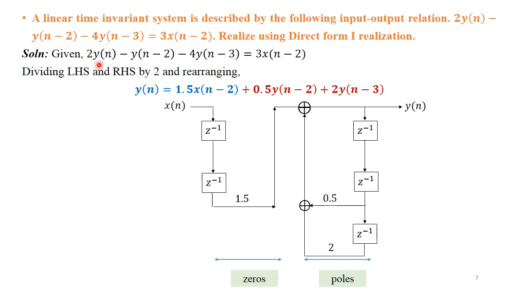Note down what has been given. So this is the expression that is given. It is given almost entirely in terms of y of n and x of n. So we need to identify whether further simplification is required or not.